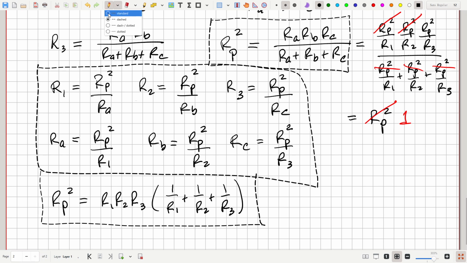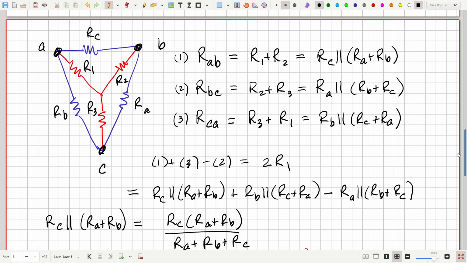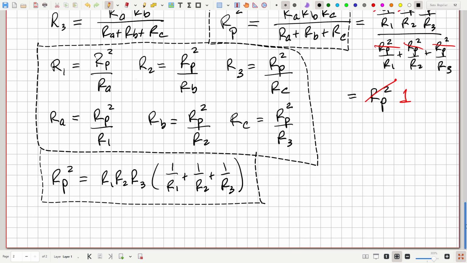And just like parallel transformations, it's important to understand this works regardless of what other things might be connected to the A, B, and C terminals, right? As long as we can isolate one of these two structures, either the delta or the Y, or the pi and the T, then we can do this transformation. So let's see how that works.